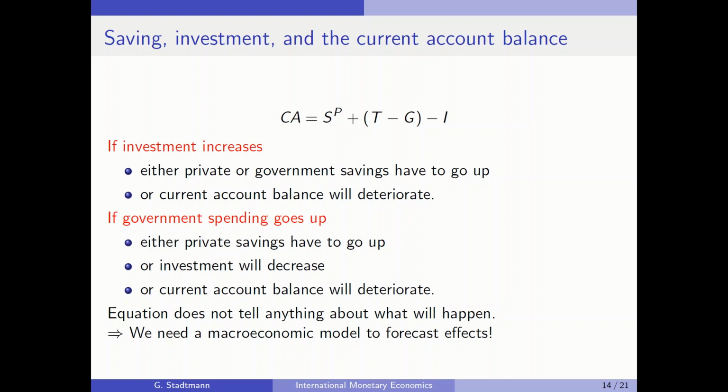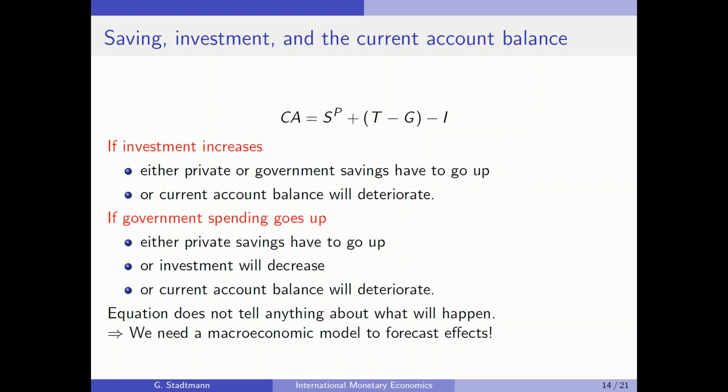This equation, which we derived so far, does not tell anything about what will happen. To answer this question, what happens to this relationship if one of these variables changes, we need a fully fledged macroeconomic model, and these kinds of models will be derived later on in chapter 15 and in chapters 17 and 18 of this textbook.